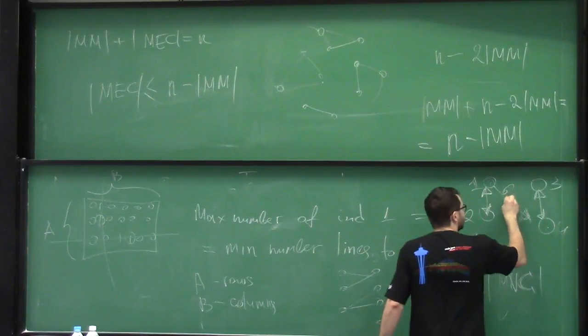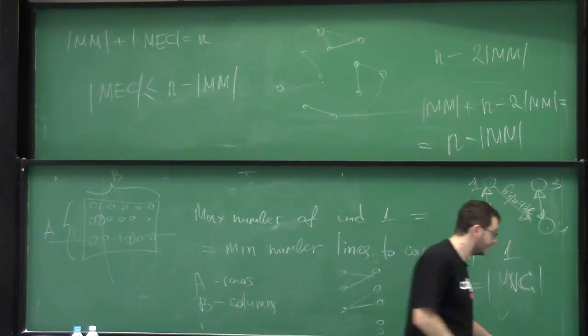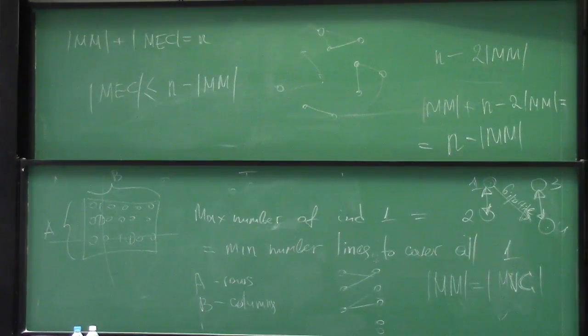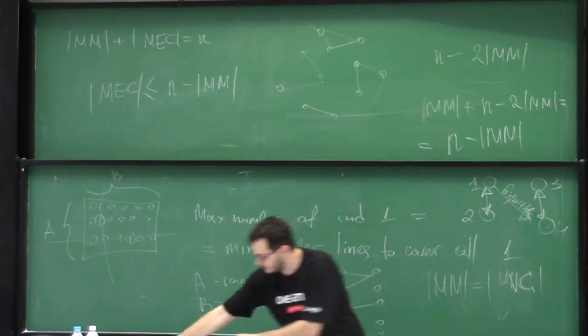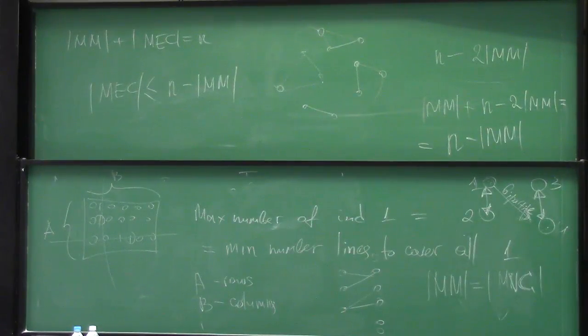It is bipartite. Let's continue. And now I'll show you an easy way to construct a maximum matching. Consider we have a bipartite graph.